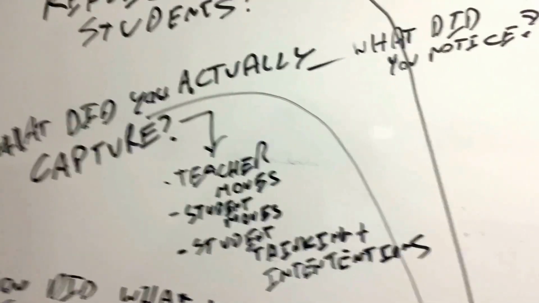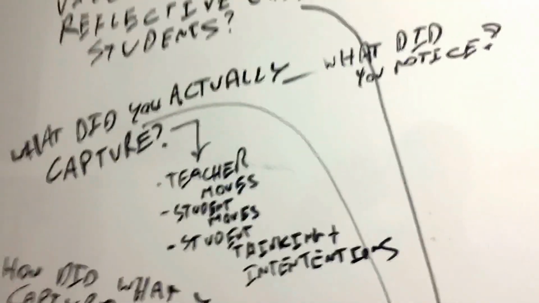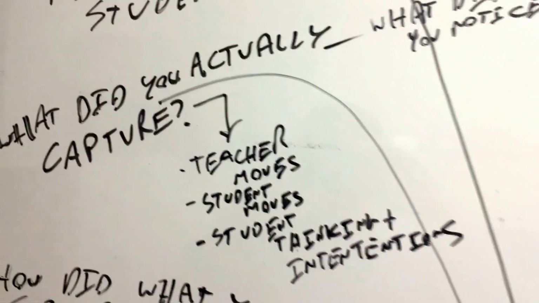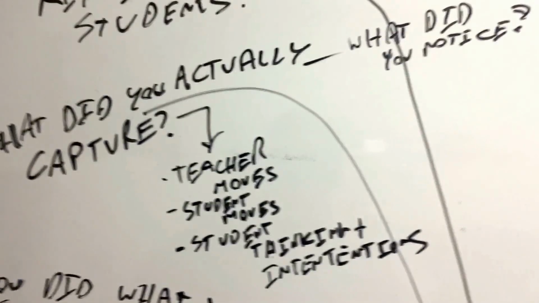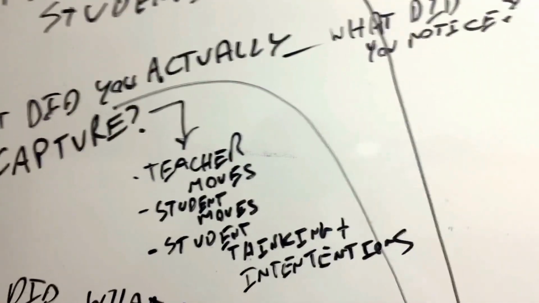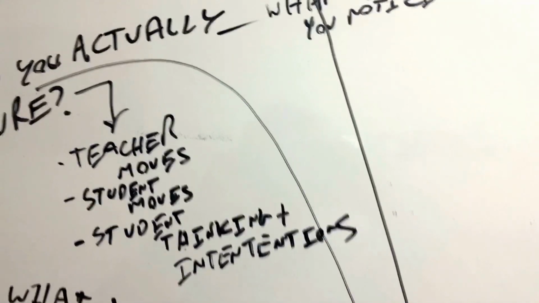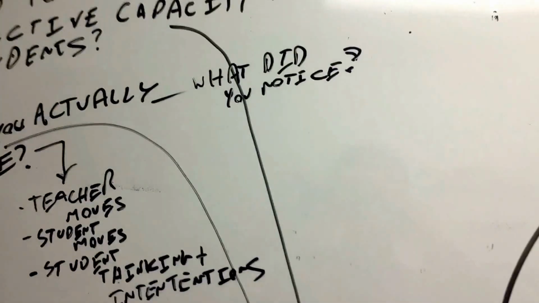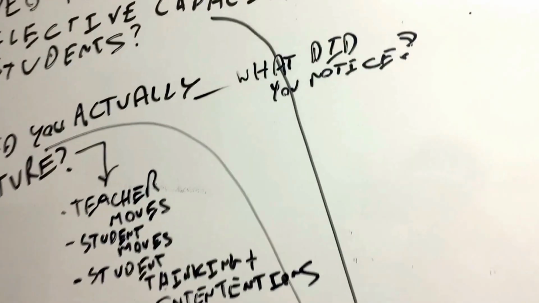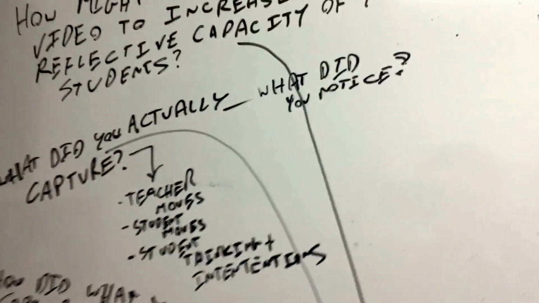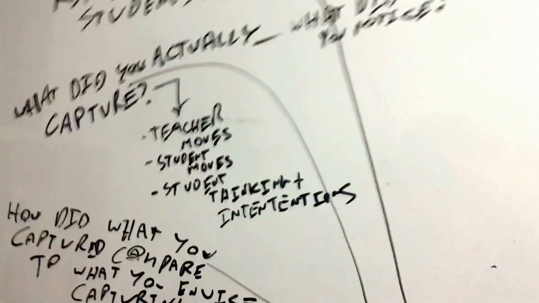Okay, what did you actually capture? This is the meat of the matter here, all right? It's thinking about those things that you noticed about your capture, but most realistically, it's asking, what did you actually capture? The teacher moves, the student thinking, and the intentions of the students. If the students were bored, or they had some specific inactions that might speak to their intentions.